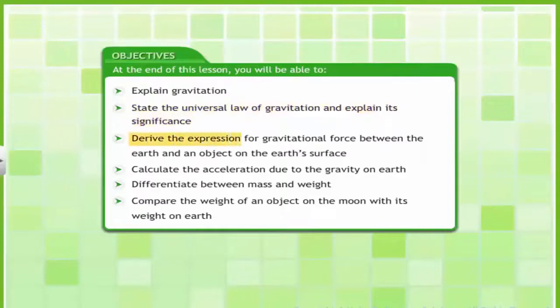derive the expression for gravitational force between the Earth and an object on the Earth's surface, calculate the acceleration due to the gravity on Earth, differentiate between mass and weight, and compare the weight of an object on the Moon with its weight on Earth.